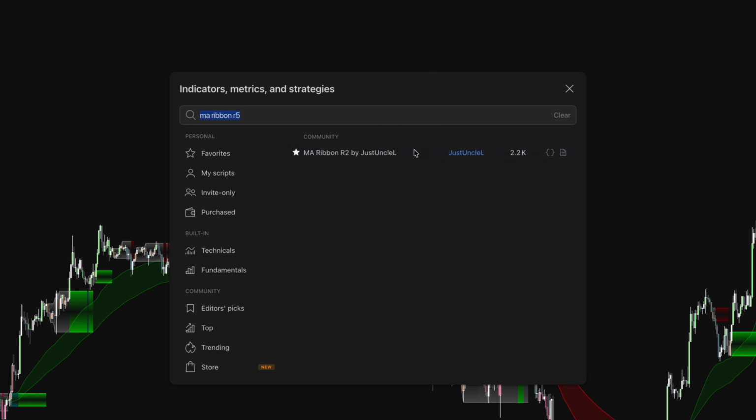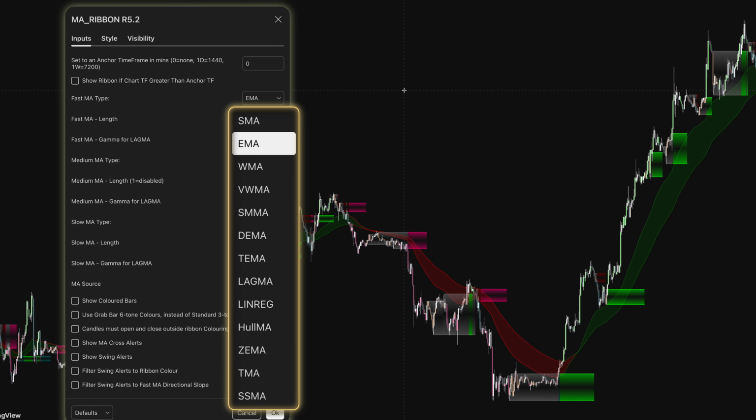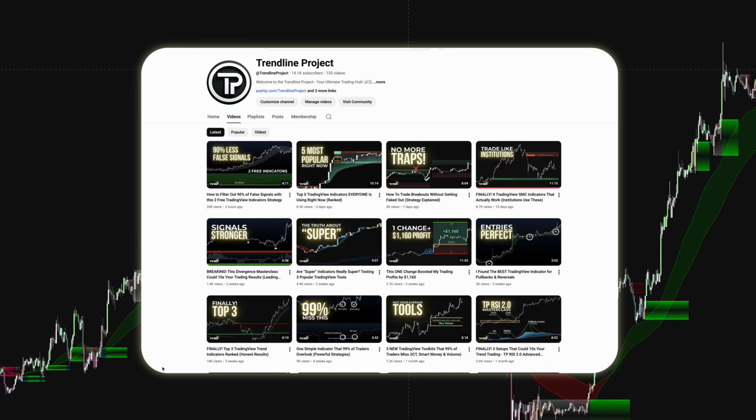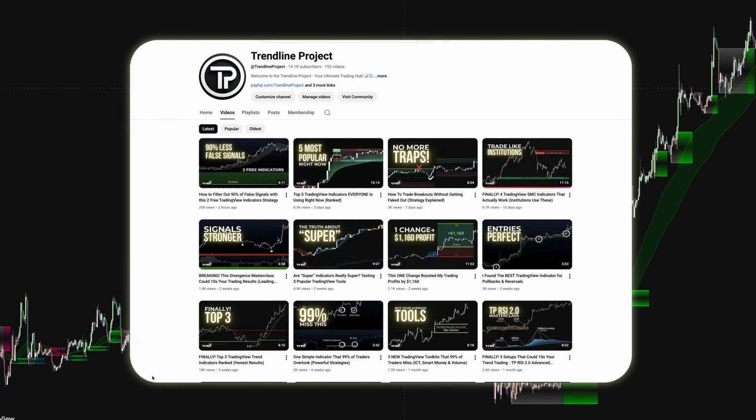It's called MA Ribbon R5 by Just Uncle L. This indicator offers a variety of moving averages to choose from, along with color-coded candles and adjustable timeframe settings. There are additional features you can explore on your own, or you can check out my previous videos about this indicator. I'll link a few in the description below where I go into more detail.